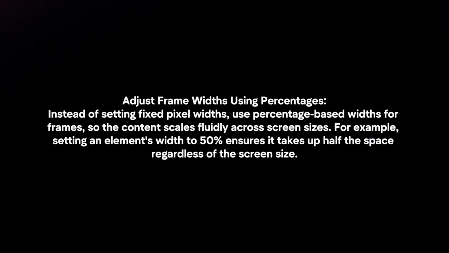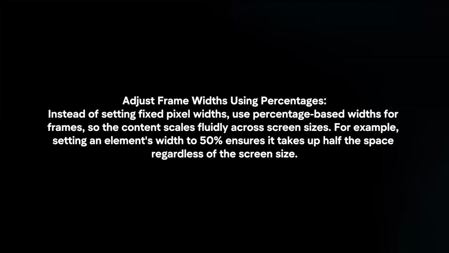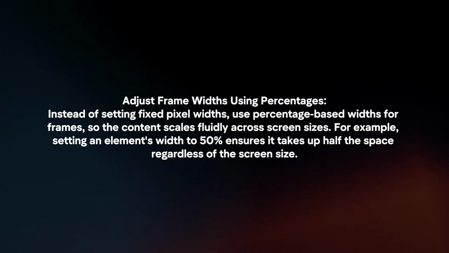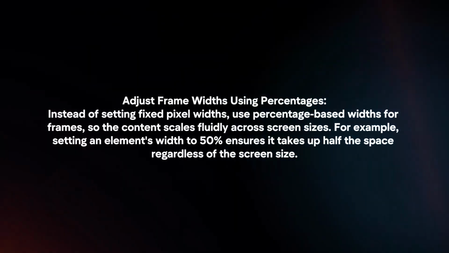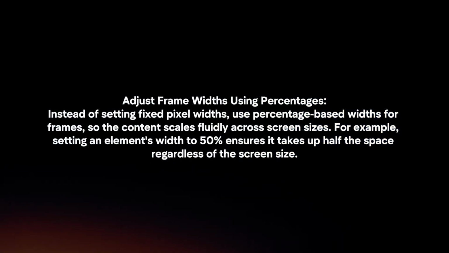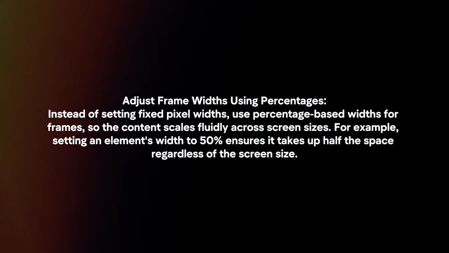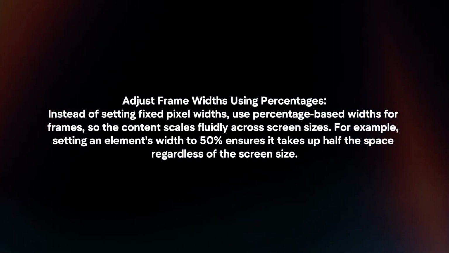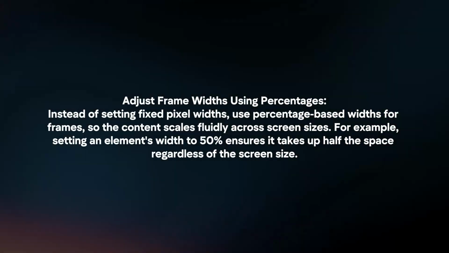Adjust frame widths using percentages. Instead of setting fixed pixel widths, use percentage-based widths for frames so the content scales fluidly across screen sizes. For example, setting an element's width to 50% ensures it takes up half the space regardless of the screen size.